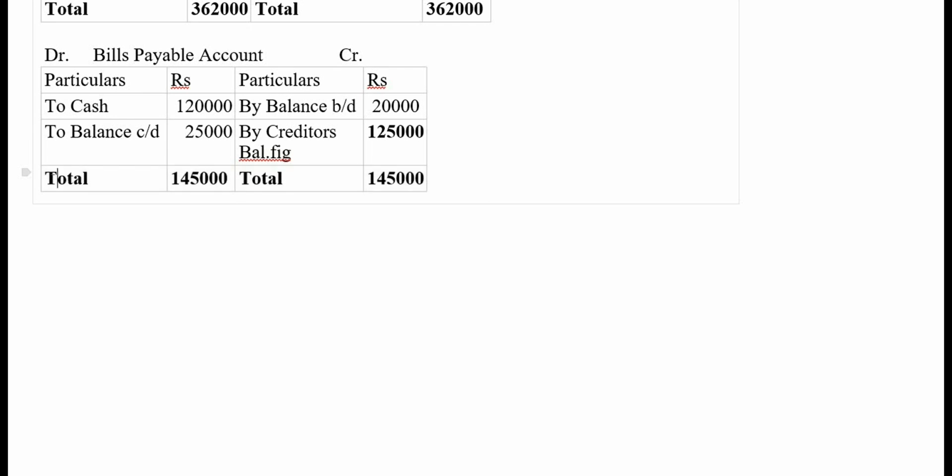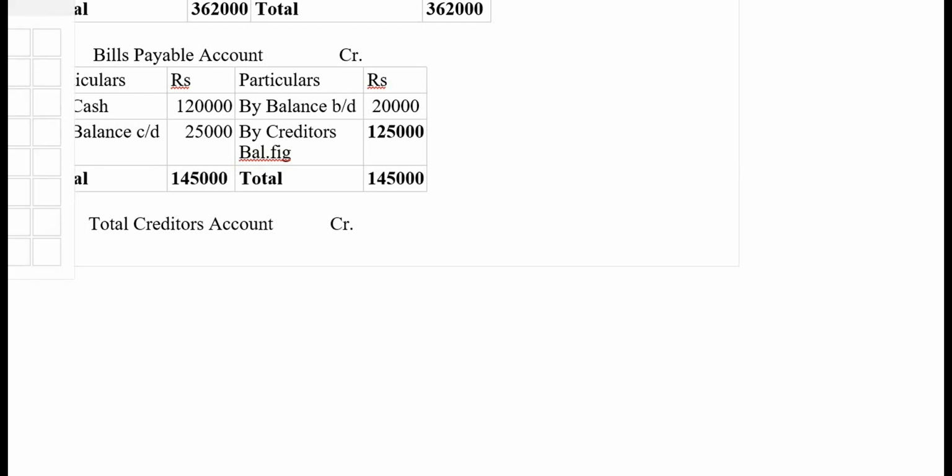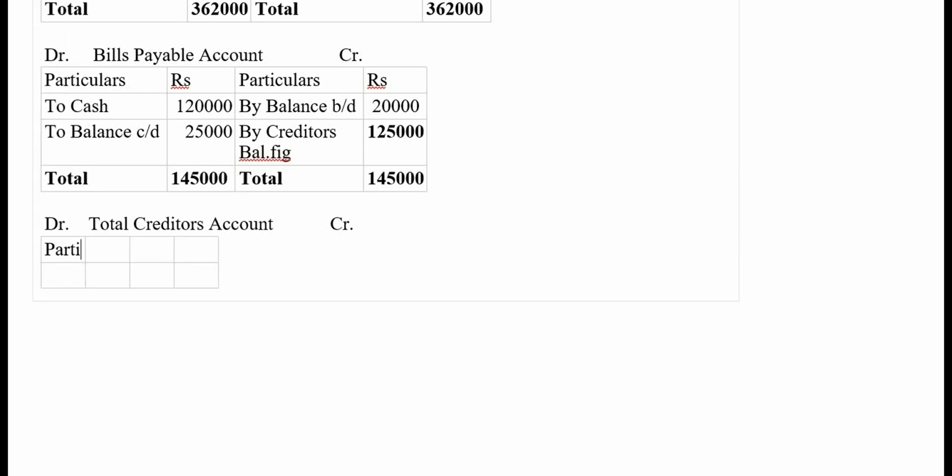Then the next one here is the preparation of the total creditors account. Creditors account. Let me insert a table here: particulars, rupees, particulars, rupees. It will start with the opening credit balance. By balance brought down, the opening balance brought down here is rupees 36,000.